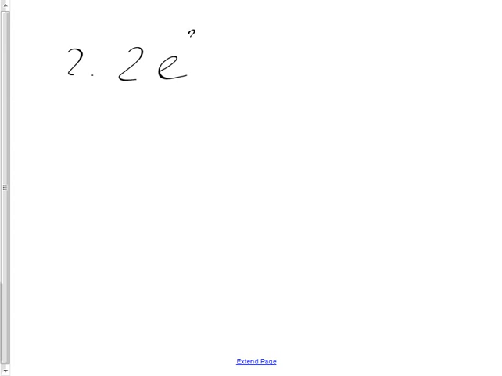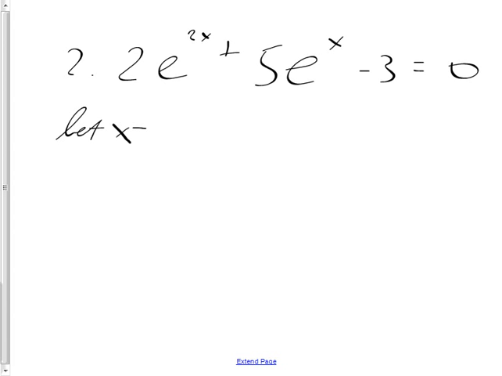It's 2e^(2x) + 5e^x - 3 = 0. Sorry, 5e, wrote the e wrong. So, let x equal what? Yes. And so whenever I see this, I should put in an x and an x. And then hopefully it'll factor. But if it won't, then you have to use quadratic formula. So let's just kind of work through this one a little more thoroughly.